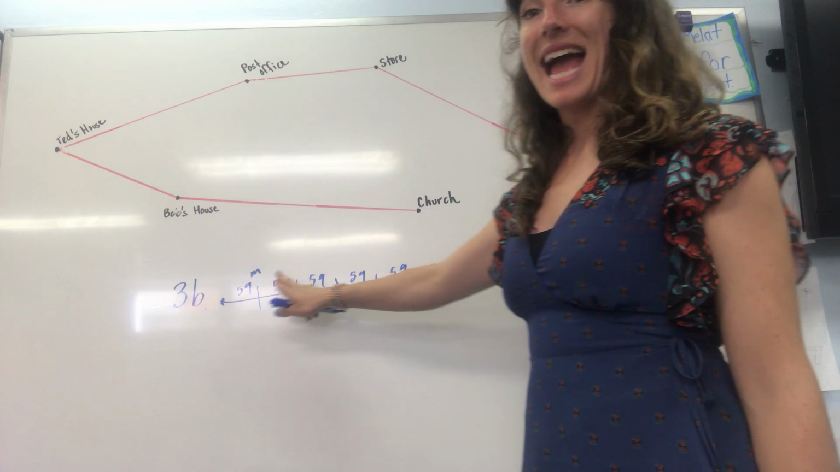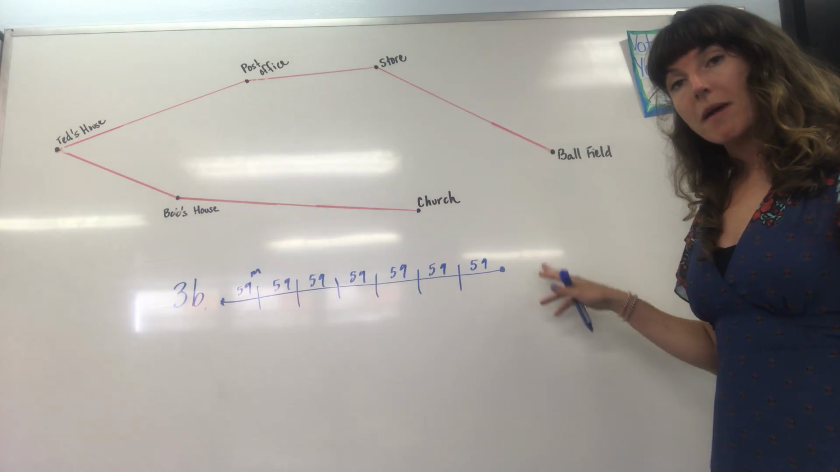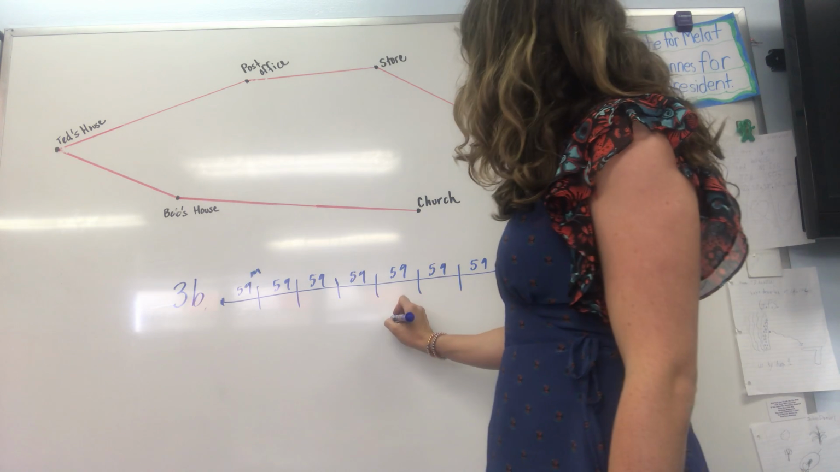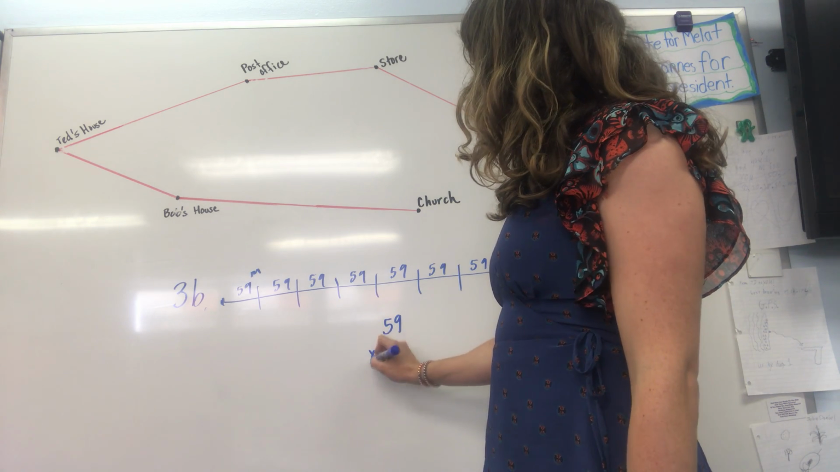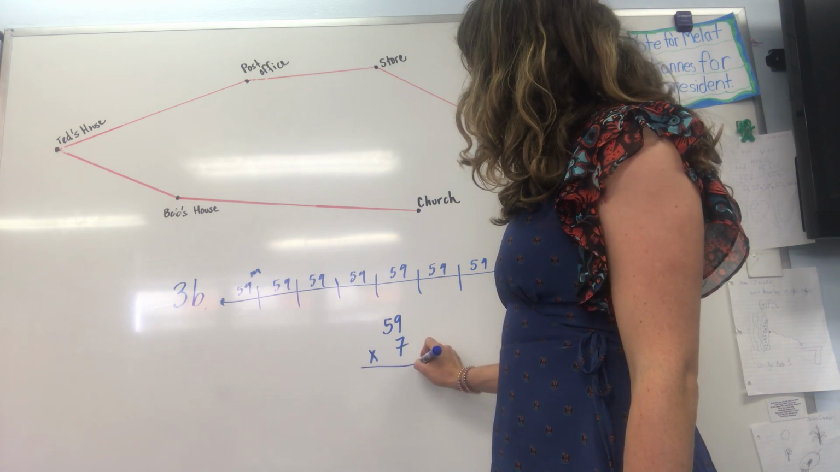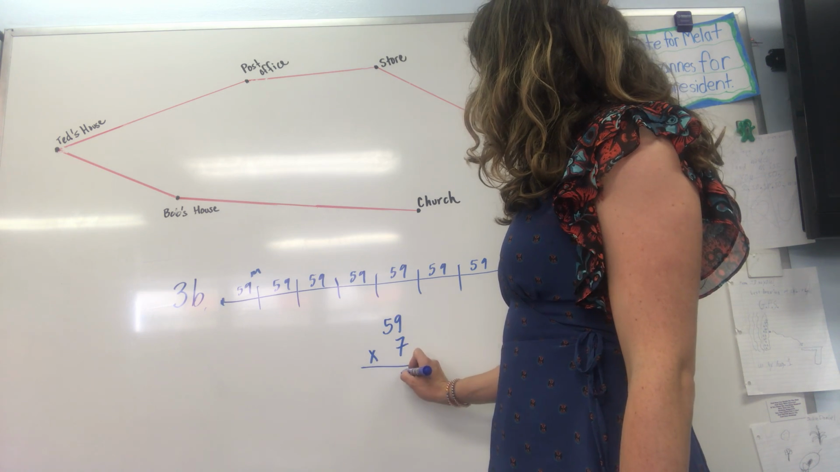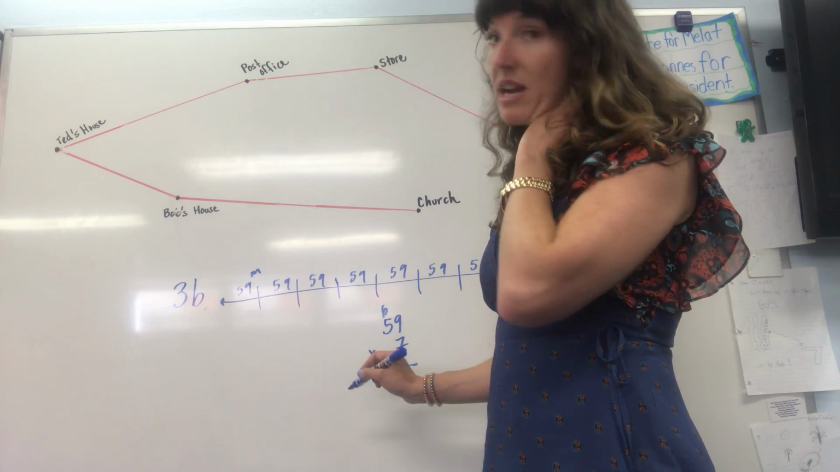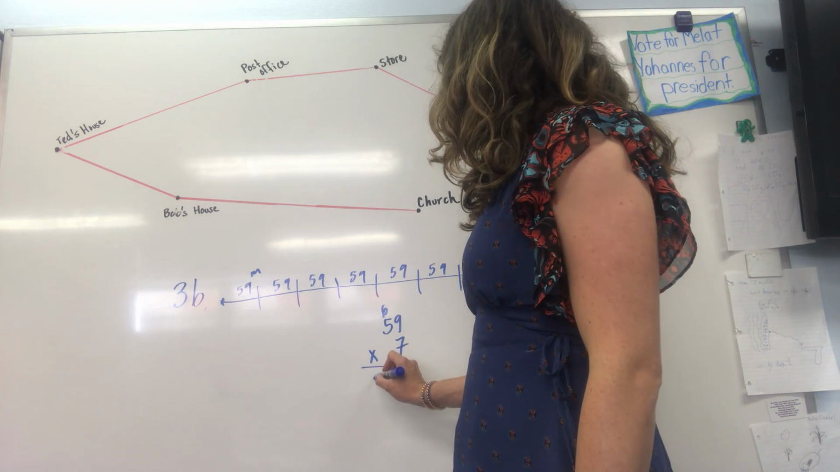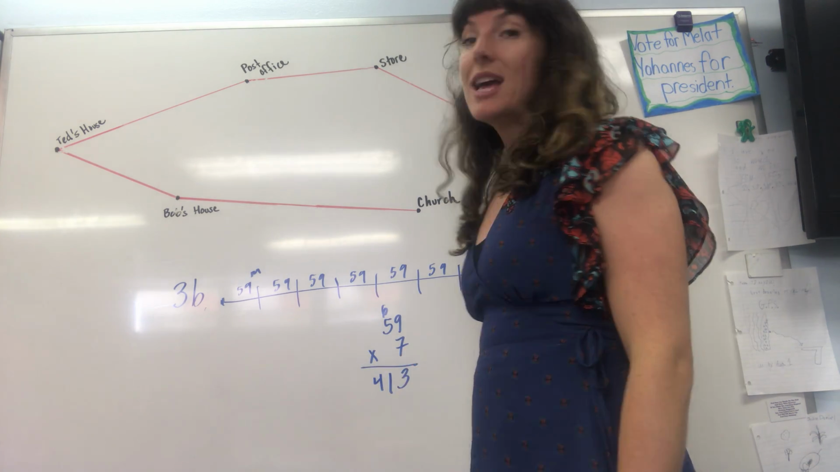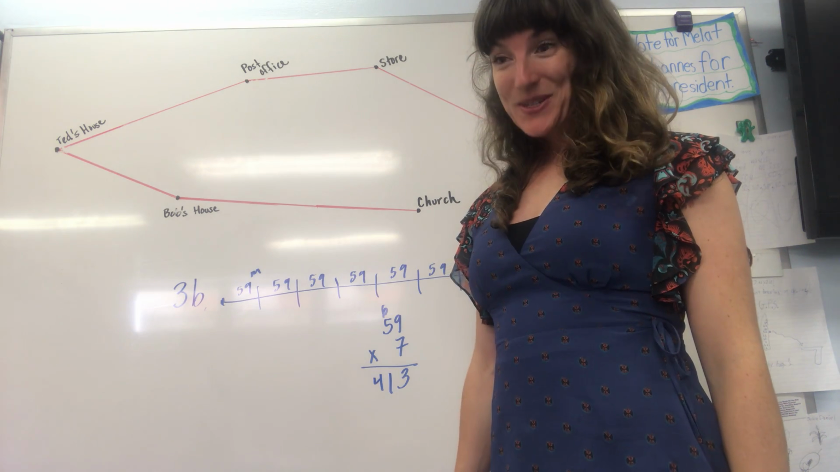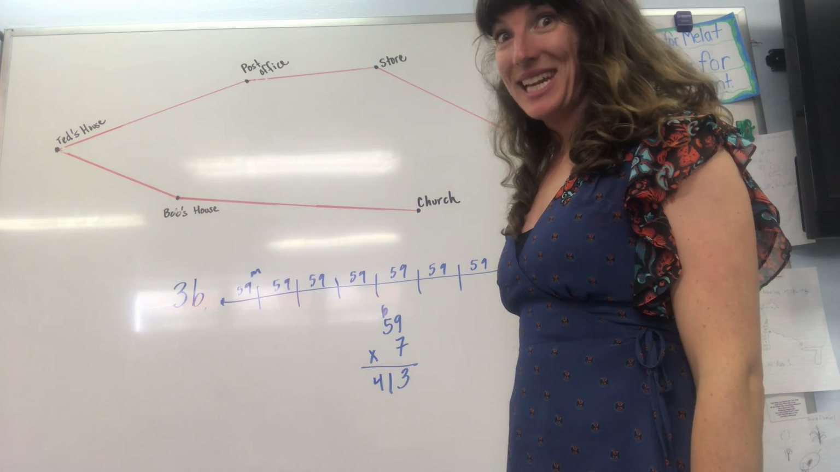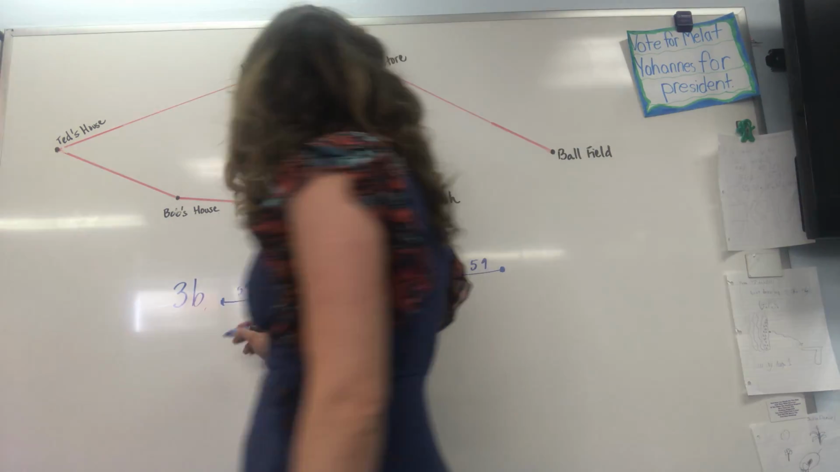Okay? So you can add up all the miles, or we can multiply, right? 59 miles for 7 hours. 7 times 9 is 63. Carry that 6. 7 times 5 is 35. Plus 6 is 41. So in 7 hours, Mr. Montoya drove 413 miles. That's farther than Carmel.